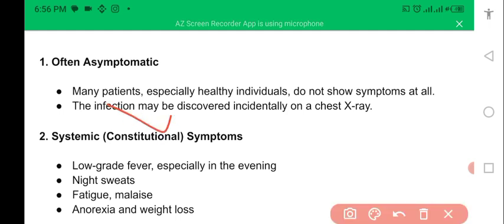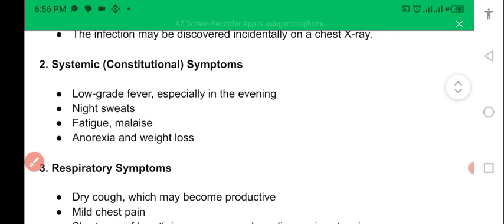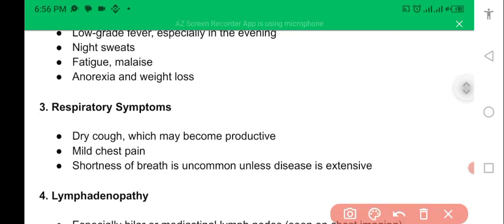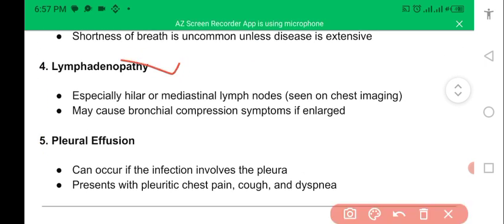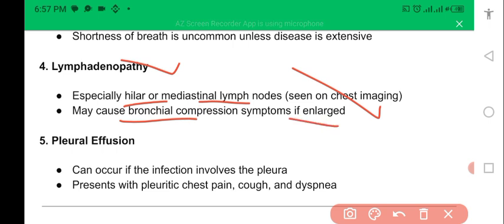Now, systemic constitutional symptoms like low-grade fever, night sweats, weight loss, fatigue, malaise, and anorexia will be there in the patient. Other respiratory symptoms include dry or productive cough, mild chest pain, and shortness of breath. In extensive disease, lymphadenopathy is also there in the patient: hilar lymph node and mediastinal lymph node involvement seen in chest imaging, and bronchial compression is also there.